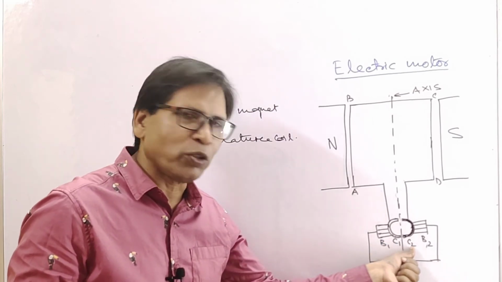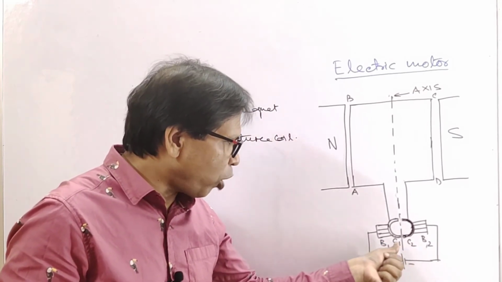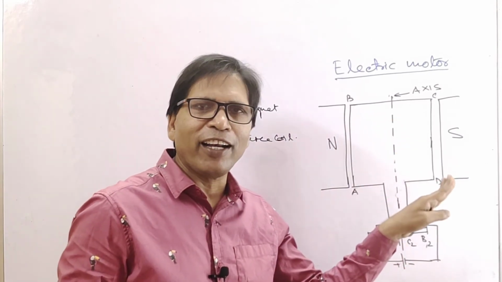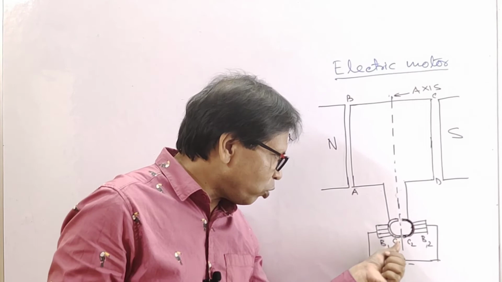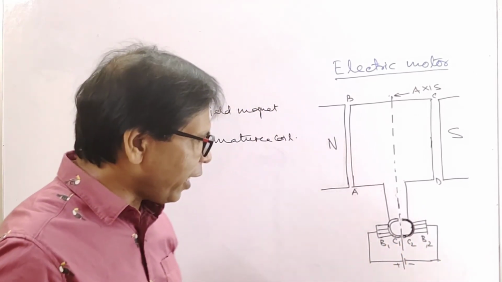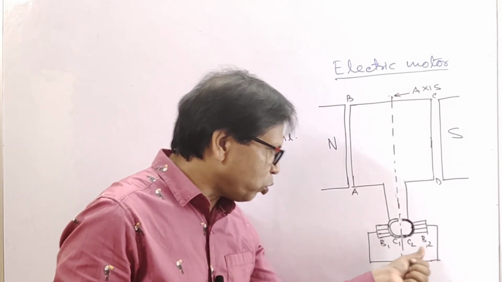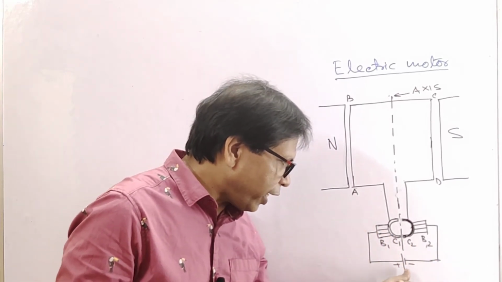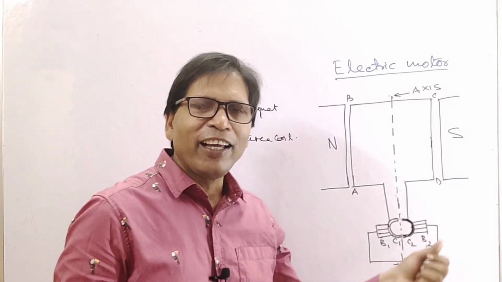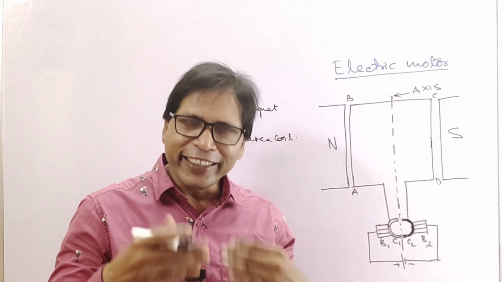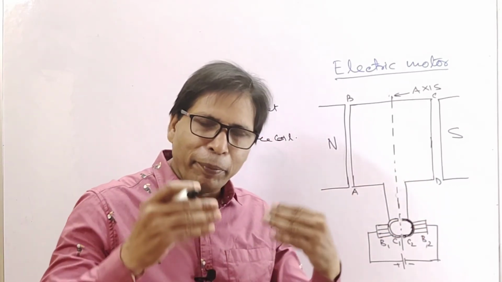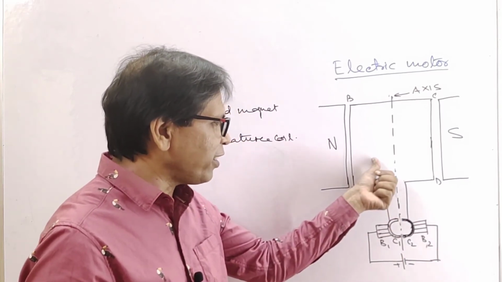Commutators C1 and C2. Look at these commutators C1 and C2. They rotate with the armature coil and are in contact with brushes B1 and B2. And finally, brushes B1 and B2 are in contact with the electrical source and commutators C1 and C2. The commutator changes the direction of current in the armature coil for every half rotation of it.